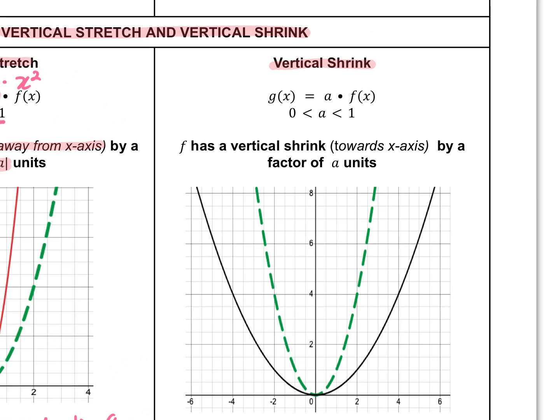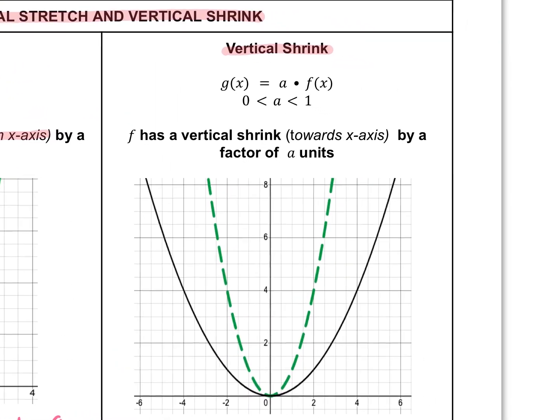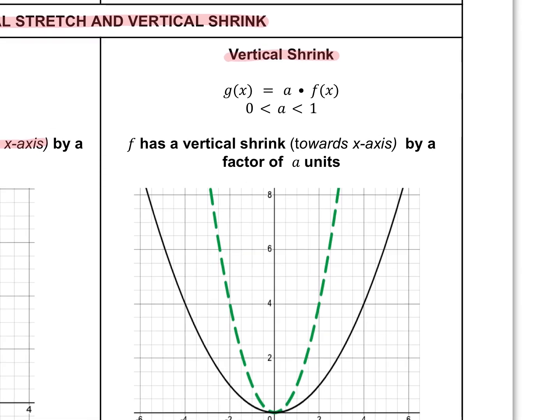Now let's look at the opposite of the stretch, which is the shrink. Here, it's going to be the same like the first one. g of x is equal to the value of a multiplied by the f of x. Remember, once again, our f of x here is x squared and multiplied by any number. But in this case, the value of a is between 0 and 1. It means to say a is going to be less than 1.